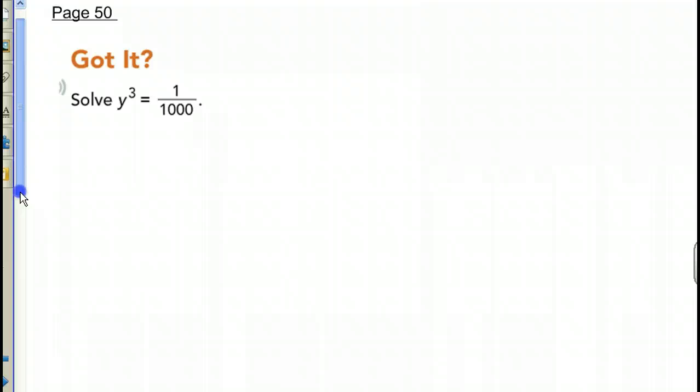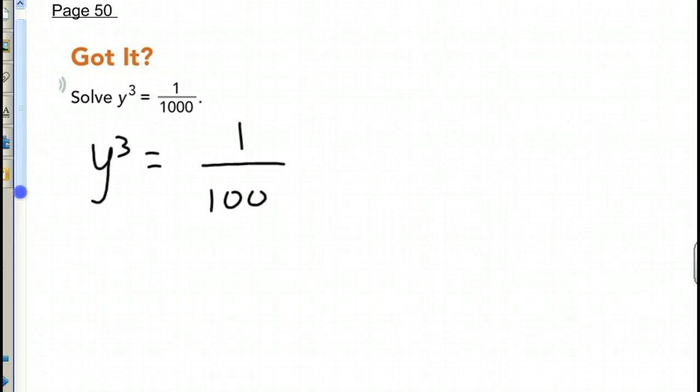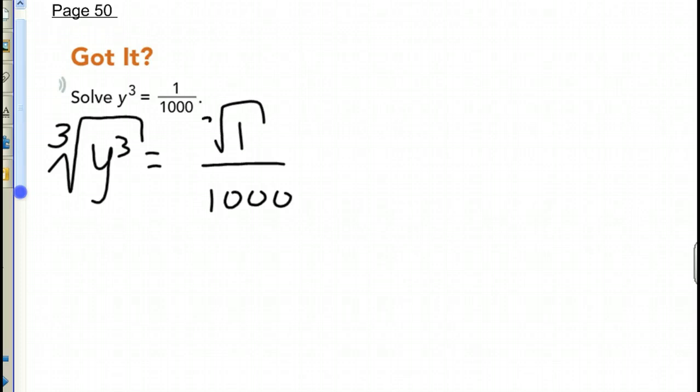It says solve y cubed equals 1 over 1,000. Well, again, I'm going to rewrite it just because I need more room. 1 over 1,000. So same thing as yesterday, I'm going to take the cube root of one side, the cube root of the other side. When I take the cube root of the side with the fraction, I take the cube root of both the top and the bottom. So make sure you do that.